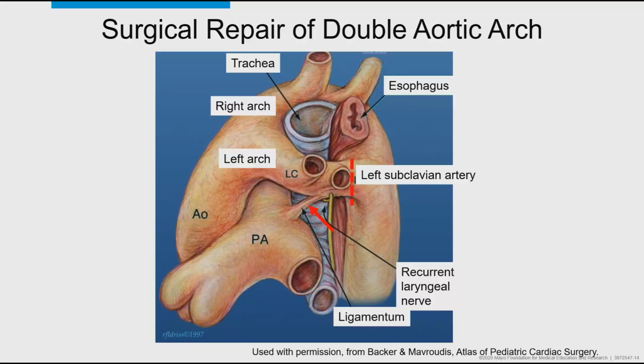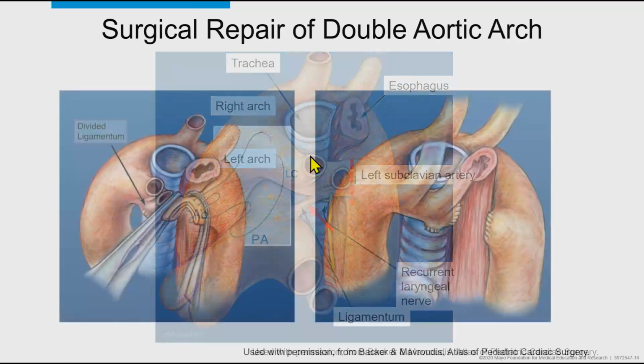So let's maybe start with double arches, since this is the one that presents the earliest with symptoms. You'll recognize this diagram from previously, but it's shown here again, in this case, a right arch that's dominant and then a left arch. These tend to be tighter. They tend to have more symptoms earlier, respiratory and esophageal symptoms. So what do we do for these patients? We're going to be dividing in this area where the red dotted line is, and also dividing the ligamentum. I'll show you that on the next slide.